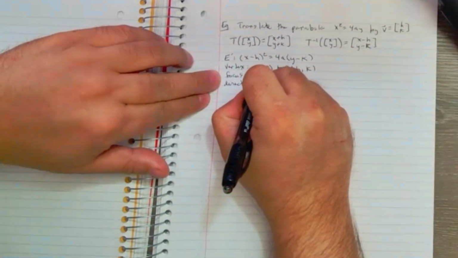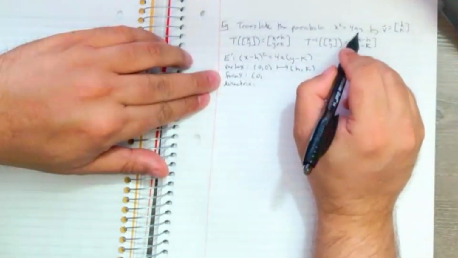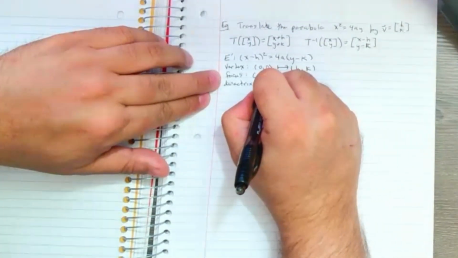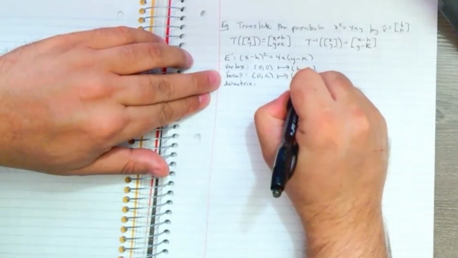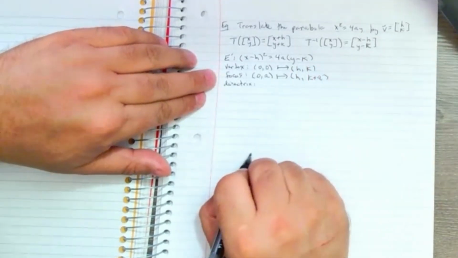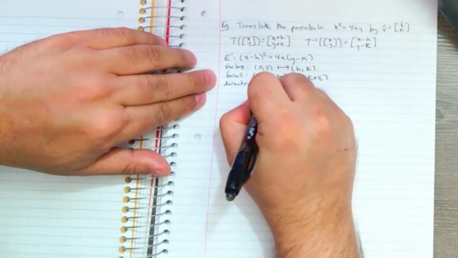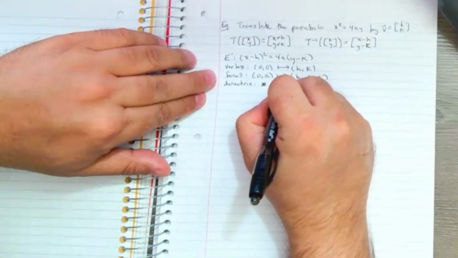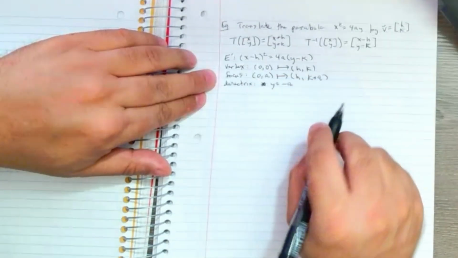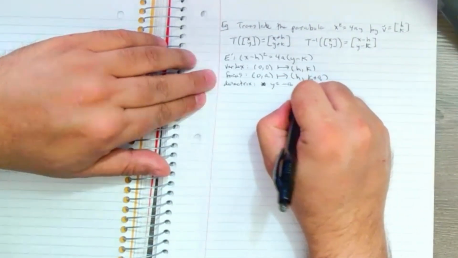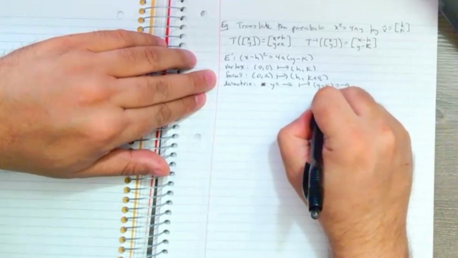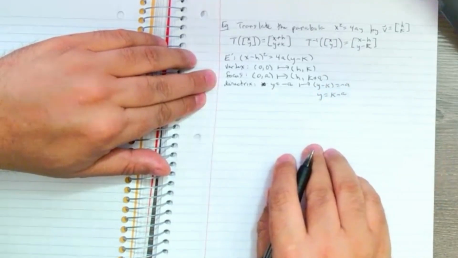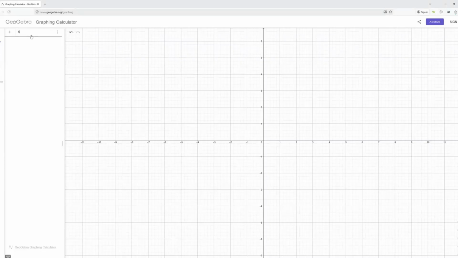is the point, for this equation x squared equals 4ay, the point 0a. So this will be translated to the point h, k plus a, and the directrix is the line y is equal to negative a. And so this is transformed to the equation y minus k is equal to negative a, or y is equal to k minus a.